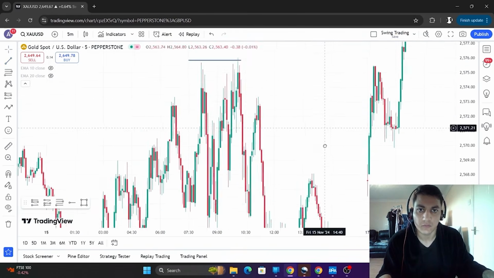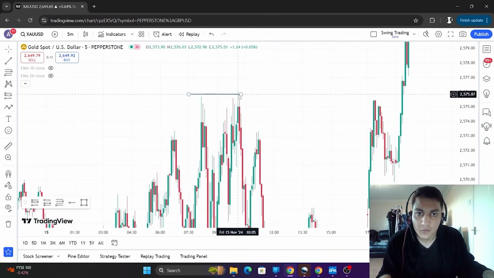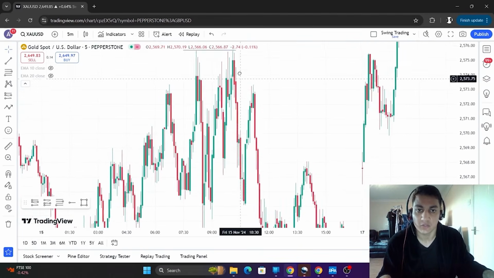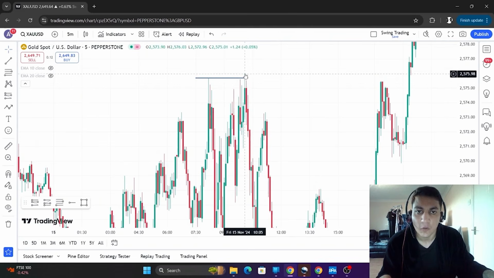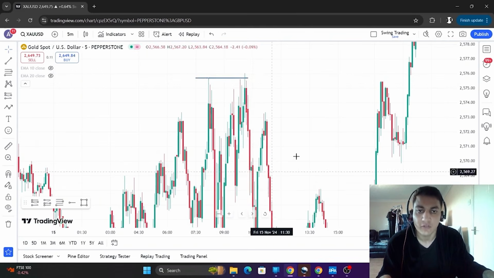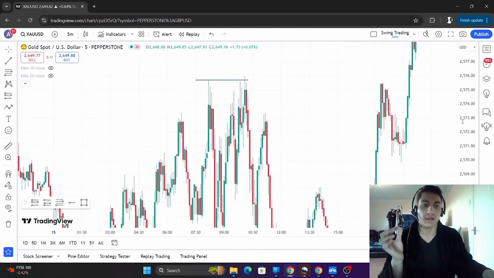So let me make this more obvious. See this wick? You see how it points up? It literally comes out, takes out this high. Let me make this a bit clearer. It comes up, takes out this high, and instantly reverses. Look how aggressively we reverse. That right there is your liquidity sweep. It pokes up, takes out the high, and quickly reverses. That is your liquidity sweep. And this is really important.